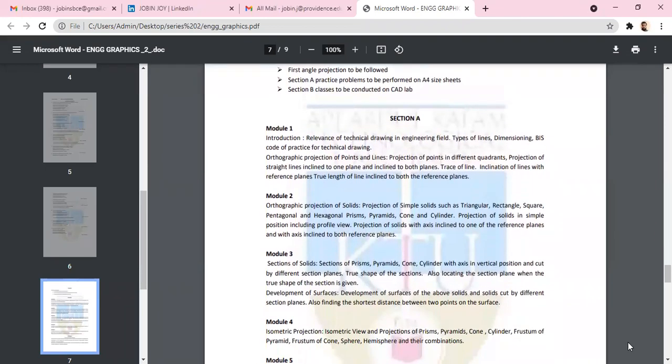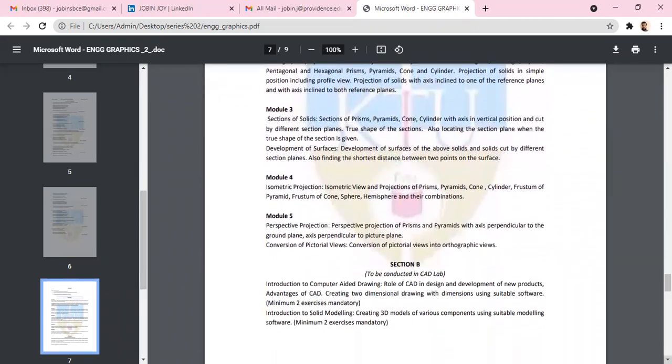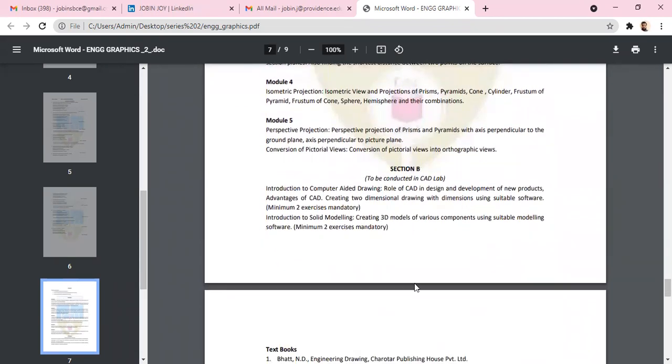So this is section A. That means modules 1, 2, 3, 4, and 5. And section B is to be conducted in the CAD lab.